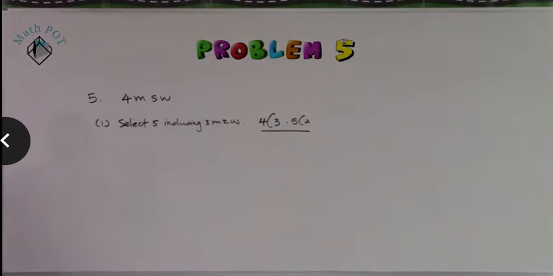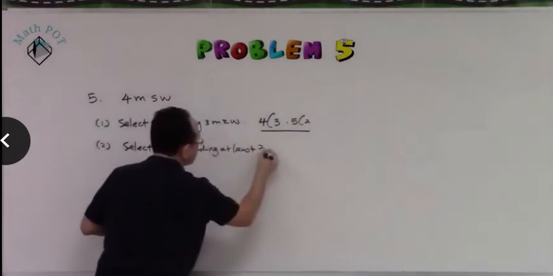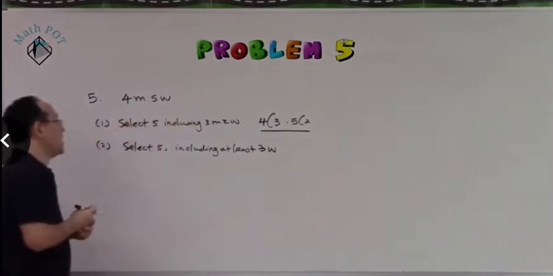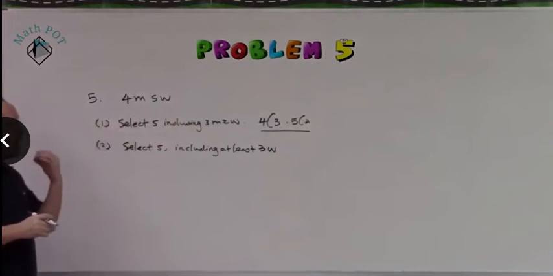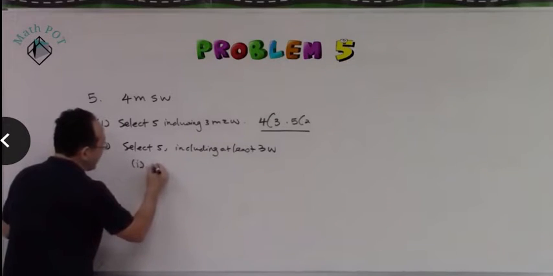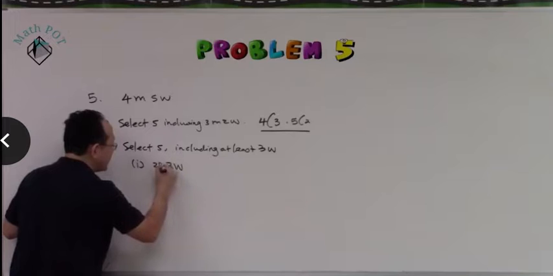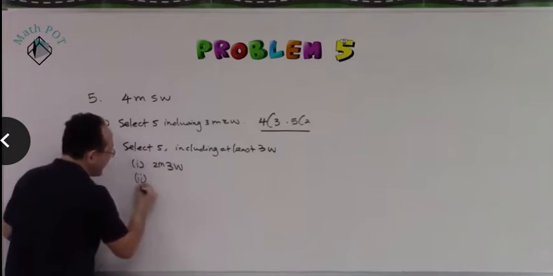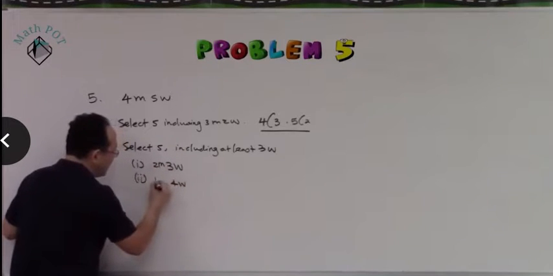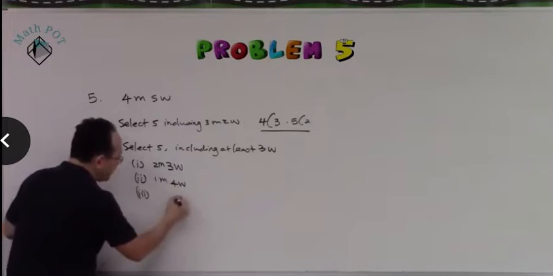So next one, problem C: select 5, including at least 3 women. Let's see how to solve this one. At least 3, so we don't know exactly. That means definitely we need to do casework. How about first, we have 3 women, then we need 2 men. Next, of course, could be 4 women, then we need 1 man. And another case here is what? We need 5 women, then 0 men.